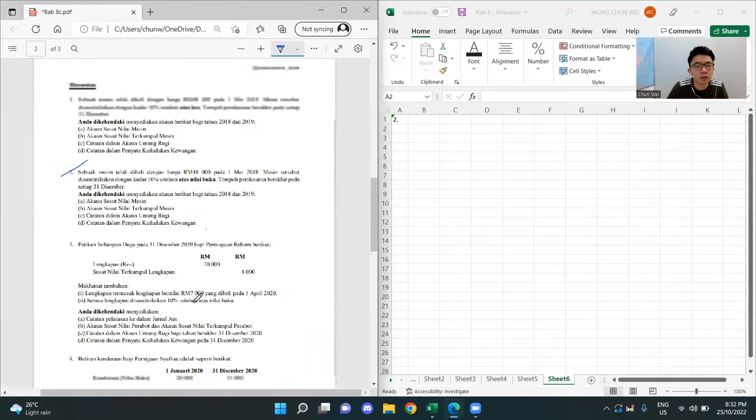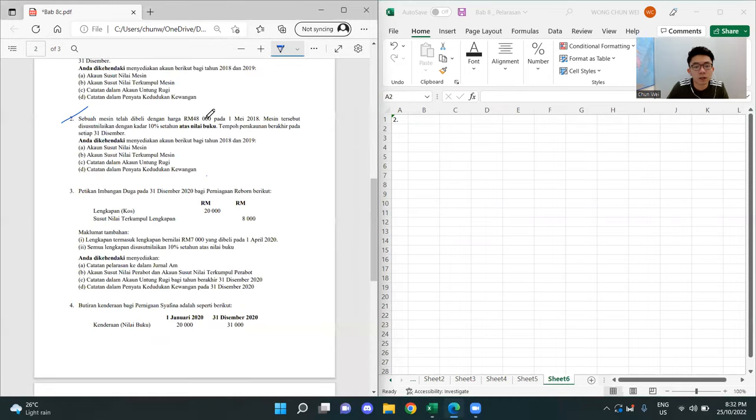Sebuah mesin telah dibeli dengan harga RM48,000 pada 1 Mei 2018. Mesin tersebut disusun nilaikan dengan kadar 10% setahun. So you can see this is the cost. This is the kadar 10%. Setahun, so this will be the kaedah.